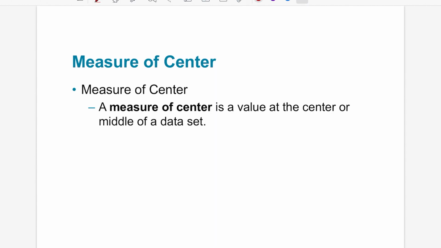The first one is the mean. The second one is median. The third one is the mode. And the fourth one is mid-range.